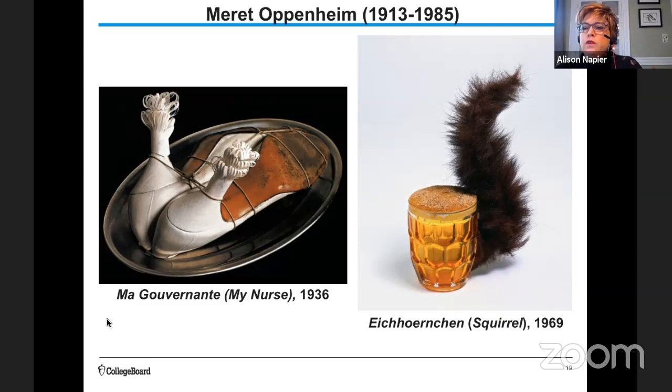On the right, you see Squirrel, which is one of an edition of 100 of these that were made. And so we see this from 1969, a later work by Oppenheim, where she takes again everyday objects and puts them in these paradoxical juxtapositions where we're dealing with rational and subverting the rational and dealing with revealing the unconscious.